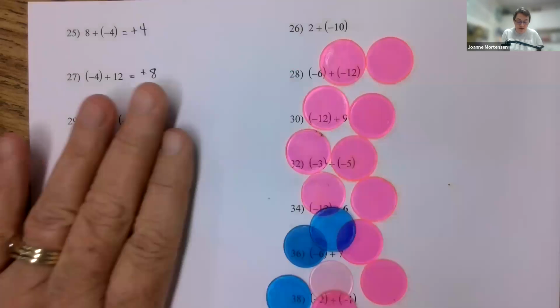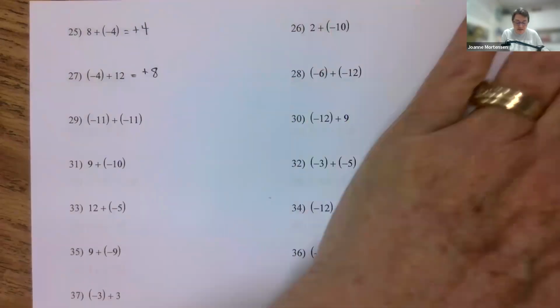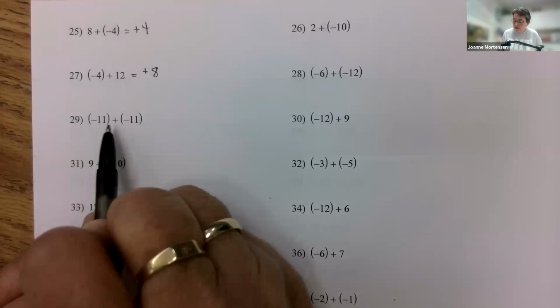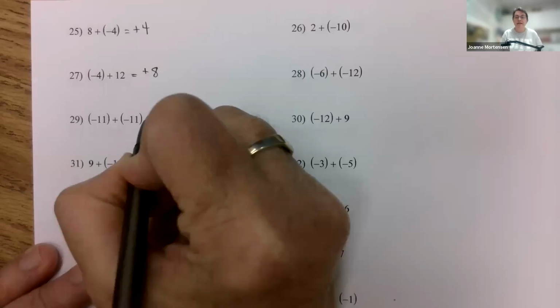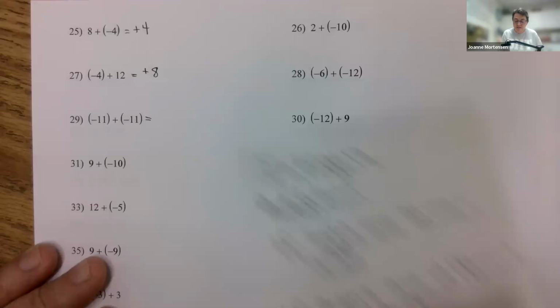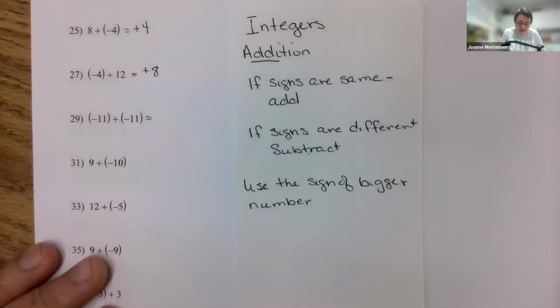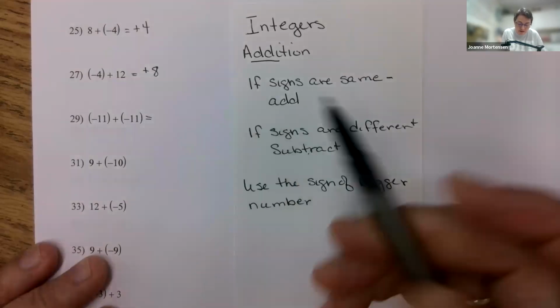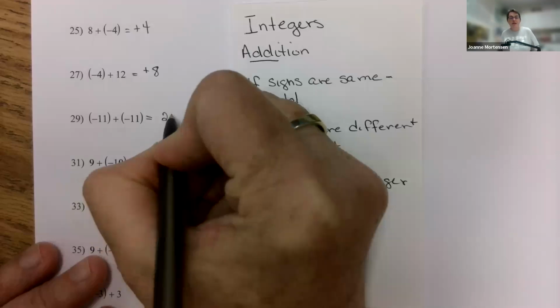Okay, so now I have a negative plus another negative, and that's why your handy dandy card is here. If the signs are the same, I'm going to add. So 11 and 11 is 22, but it remains negative. I take the sign of the bigger one.